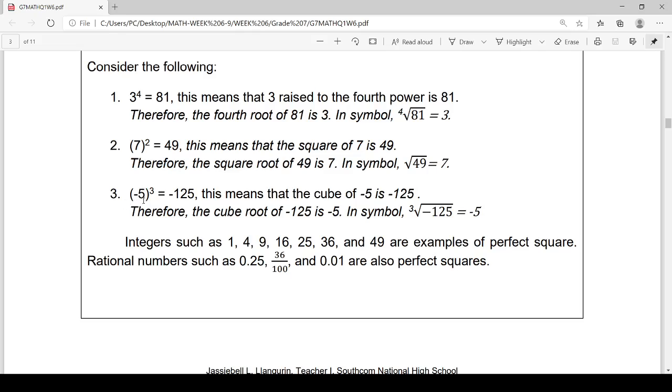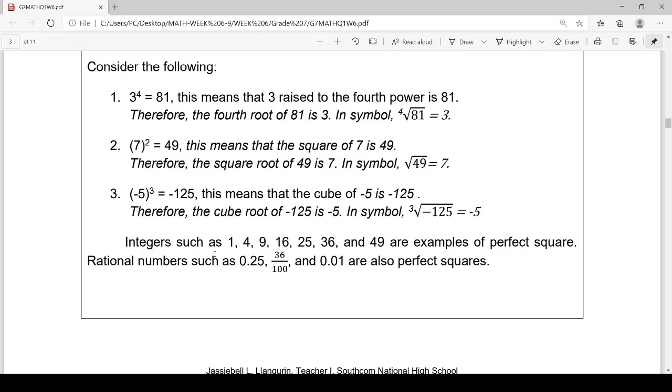Negative 5 raised to the 3rd power is equal to negative 125. This means that the cube of negative 5 is negative 125. Therefore, the cube root of negative 125 is negative 5. In symbol, we have this one. Since the index is an odd number, therefore it is negative.